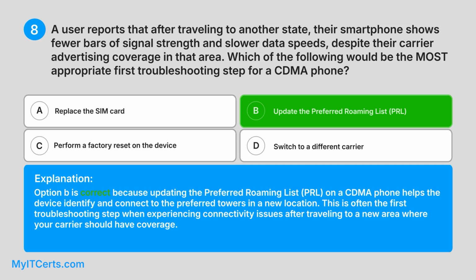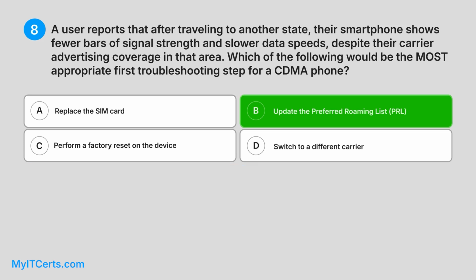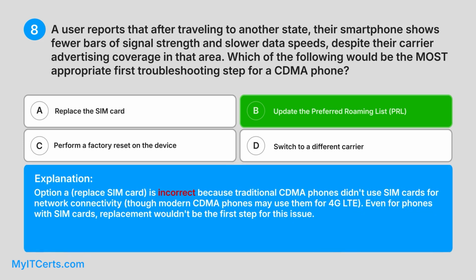This is often the first troubleshooting step when experiencing connectivity issues after traveling to a new area where your carrier should have coverage. Option A, replace the SIM card, is incorrect because traditional CDMA phones didn't use SIM cards for network connectivity, though modern CDMA phones may use them for 4G LTE. Even for phones with SIM cards, replacement wouldn't be the first step for this issue.